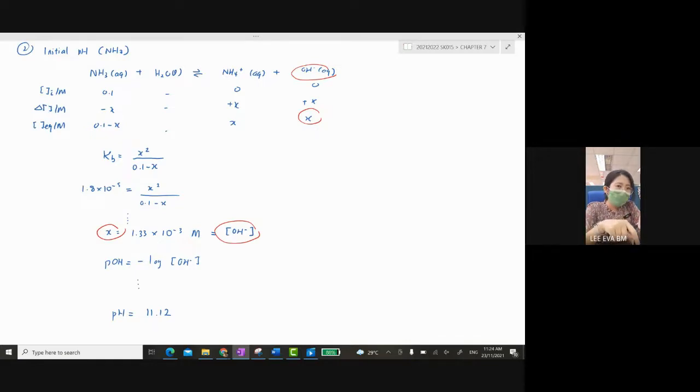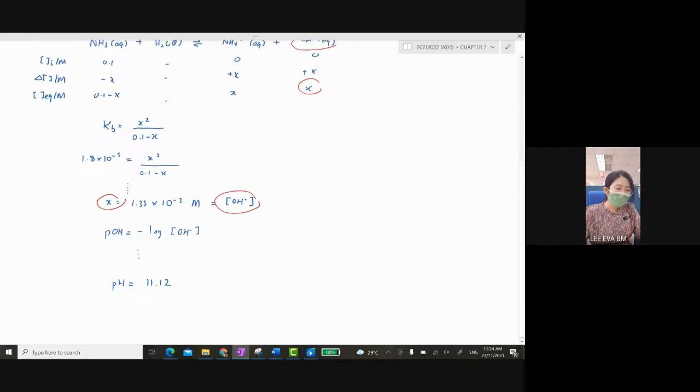Okay, so this is your initial pH of the weak base. Yes, Sue? I get the same answer. Okay, thank you very much. So for the initial pH of NH3, you get a slightly lower pH value since it is the weak species.